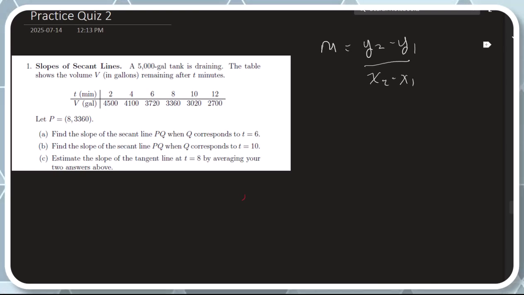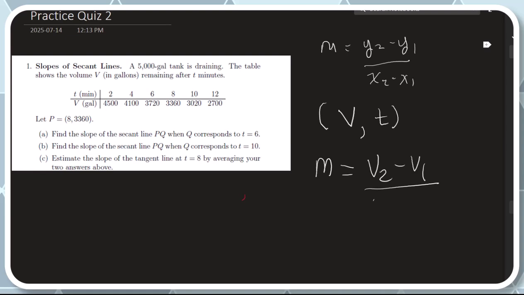It's the volume that depends on time, and so the time is the x coordinate and the volume is the y coordinate. So our points are going to be points of the form time comma volume, and our slope would be v2 minus v1 over t2 minus t1. Remember, when you're finding the slope, it doesn't make any difference which point you say is point 1 and which one is point 2. You'll get the same slope either way.